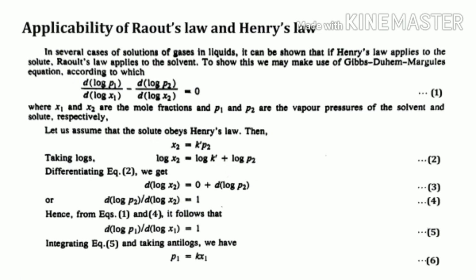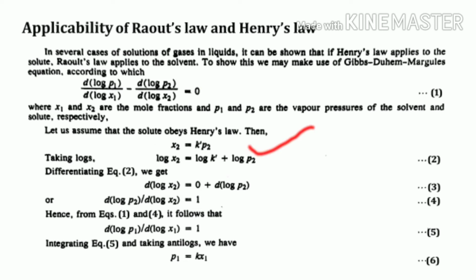Now let us again see the applicability of Raoult's law and Henry's law together. In several cases of solutions of gases in liquids, it can be shown that if Henry's law applies to the solute, then Raoult's law applies to the solvent. To show this, we may make use of the Gibbs-Duhem-Margulis equation from thermodynamics, according to which d log P1 divided by d log x1 minus d log P2 divided by d log x2 is equal to 0. Give it equation number 1, where x1 and x2 are the mole fractions and P1 and P2 are the vapor pressures of the solvent and the solute respectively.